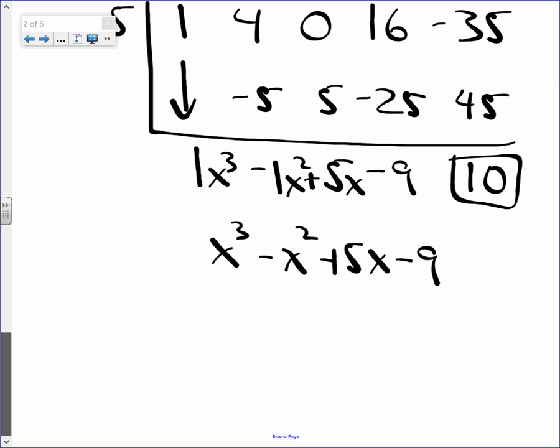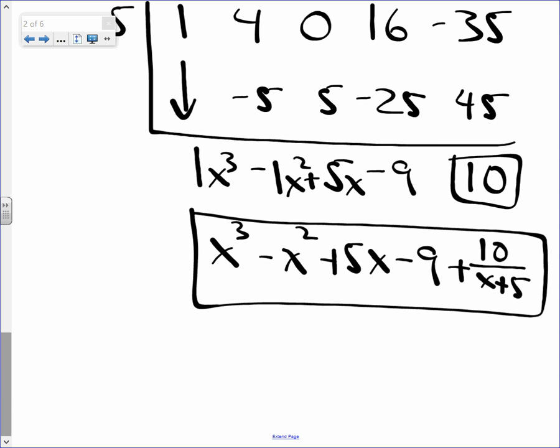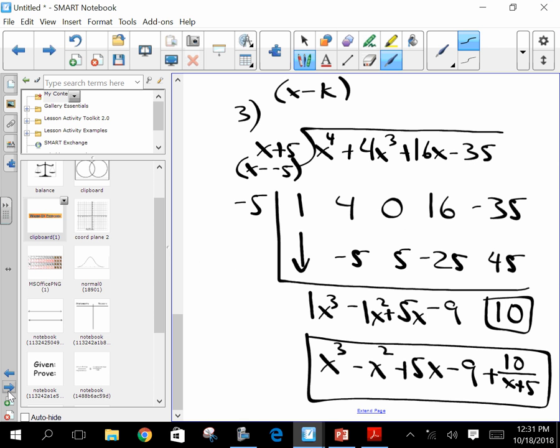Is that a positive 10 or a negative 10? Positive, look what I'm going to do. Plus 10 numerator over divisor. The divisor was x plus 5. We're rocking and rolling. You're going to ace this puppy tomorrow. You can feel it.